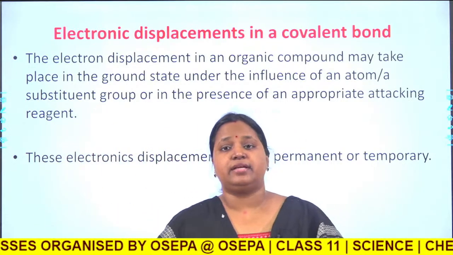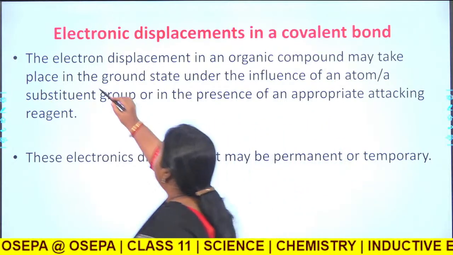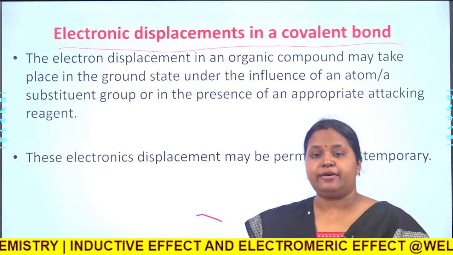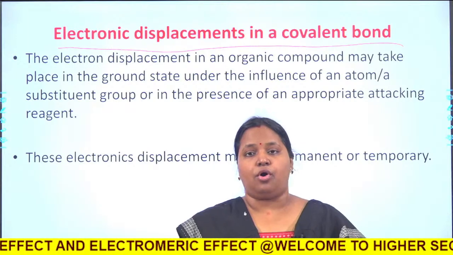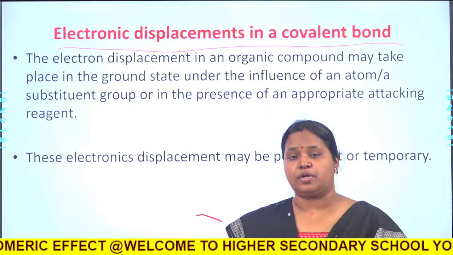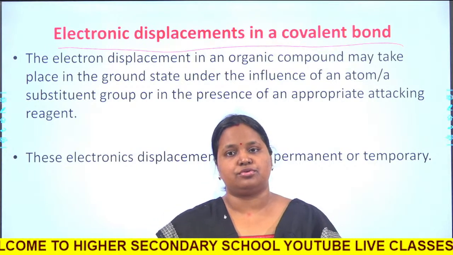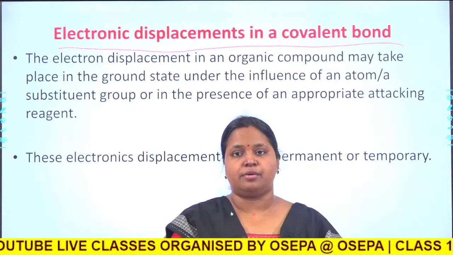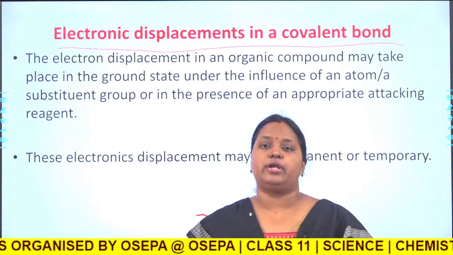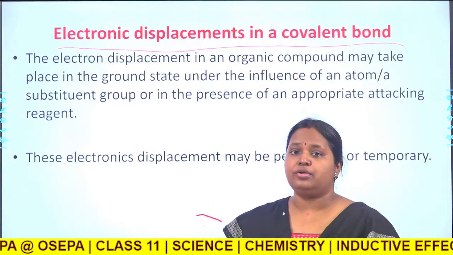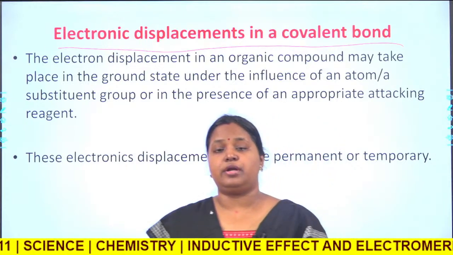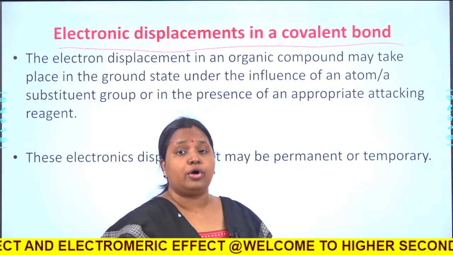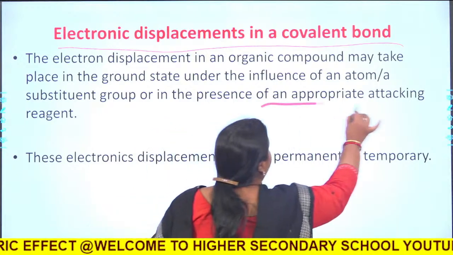So let us start discussing electronic displacements in a covalent bond. The electron displacement, mark that students, all the reactions happen due to electrons. So it is highly important that we know why the electrons move from one part of the molecule to the other part. This is called electronic displacement in a covalent bond. So electronic displacement may occur due to the effect of an atom or due to a substituent group or due to presence of an appropriate attacking reagent.